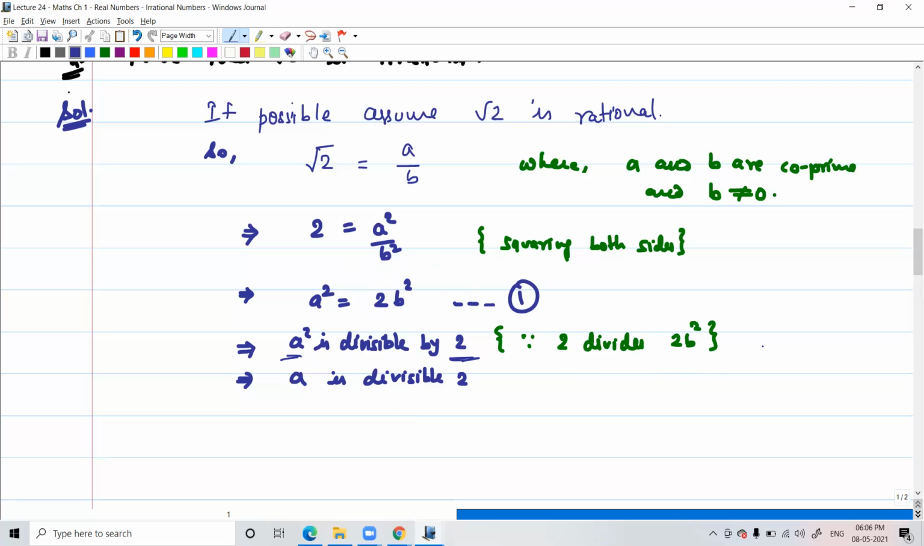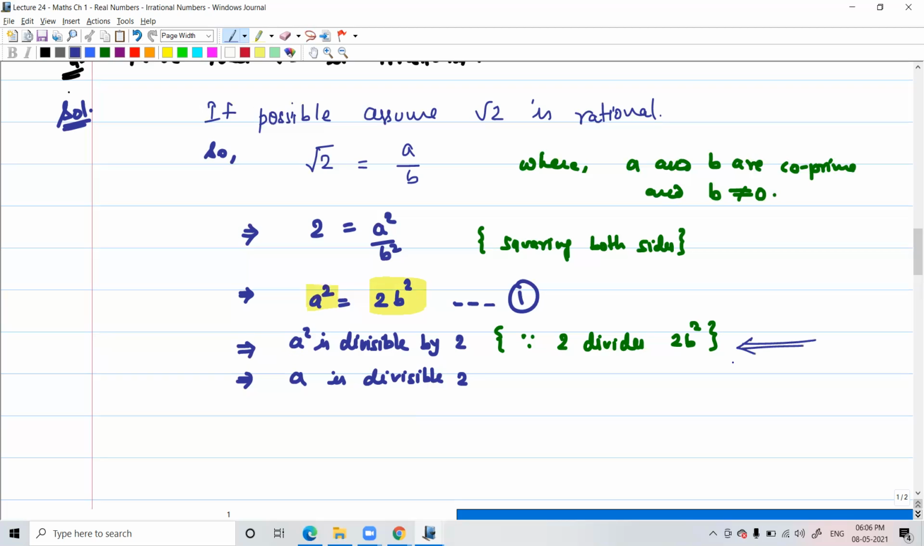Tell me, is this statement clear? Why a square is divisible by 2? Yes, sir. Okay. Sir, can you repeat? See, up to this time it was clear, no? A square is equal to 2b square. But when you are seeing this 2 times of b square, 2 times of any number is an even number, right? So if 2 times of b square is an even number, that means a square is equal to this number. So a square also has to be an even number. And if a square is even, that means it is divisible by 2. That is what I have written.